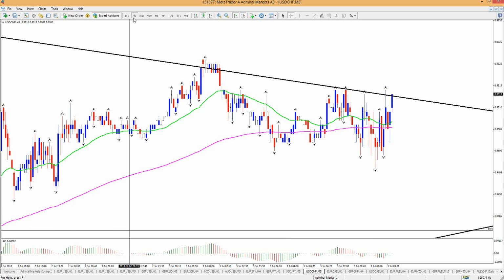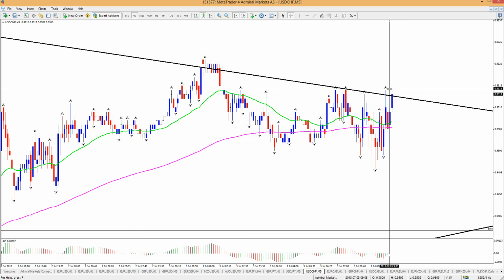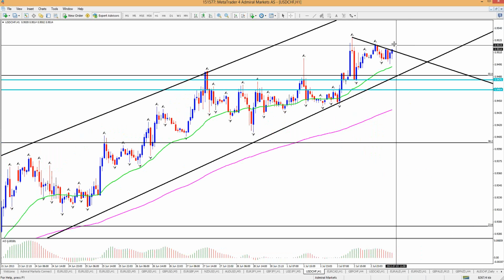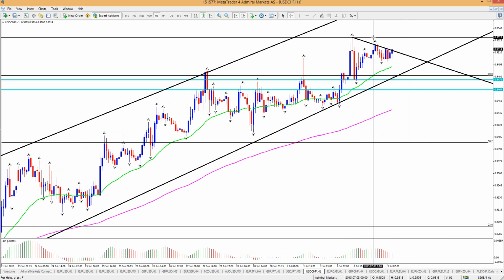Although it's funny that the euro dollar moved so much and the dollar Swiss didn't move to the upside. It's kind of weird, but that could be a good break anywhere above these tops, and a stop loss here. And then the target, well, let's see what the target would be.